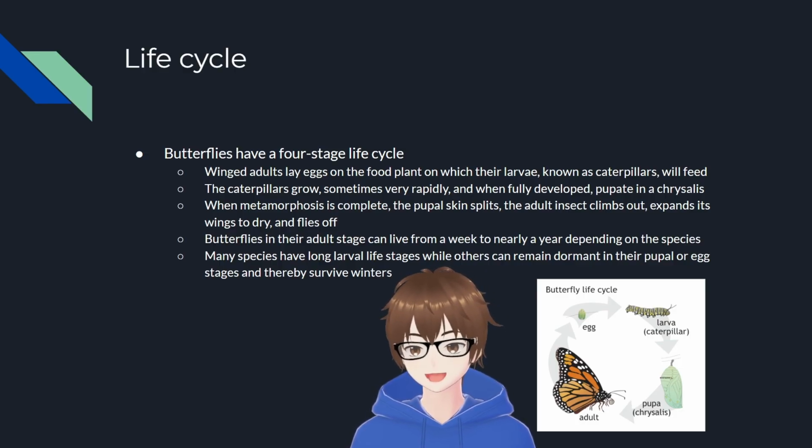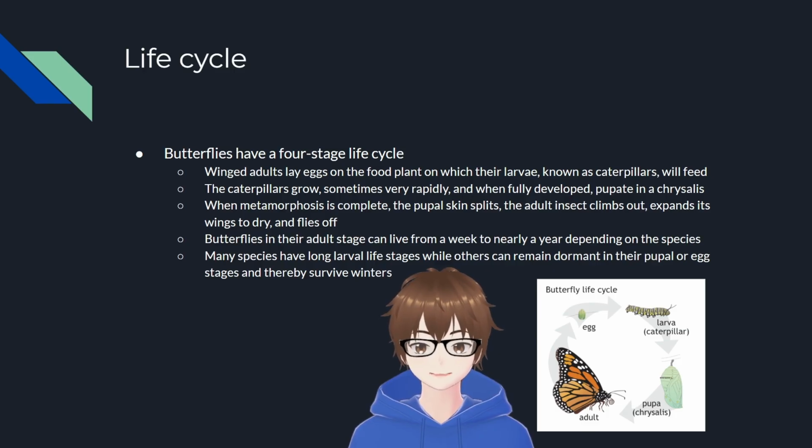Then, when the metamorphosis in the chrysalis is complete, the skin will split apart, and the adult insect, the butterfly, will climb out and expand its wings to dry off, and then fly off. Butterflies in their adult stage can live from weeks to nearly a year, depending on the species. Many of these species have long larval life stages, while others can remain dormant in their pupal or egg stages, thereby surviving winter.